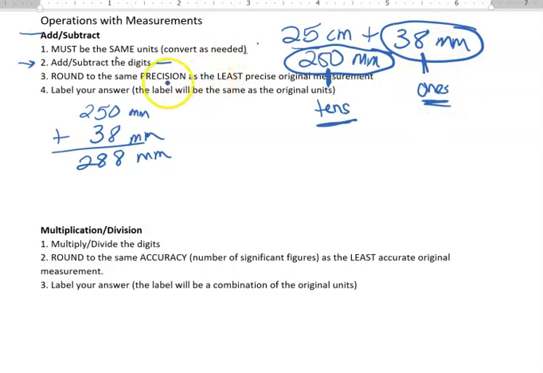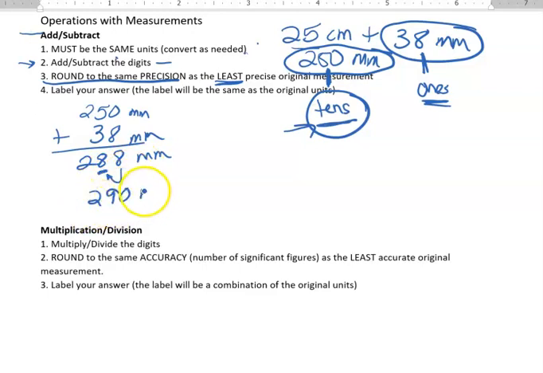Now notice it says we need to use the precision of the least precise. So that would be my tens. And what that means is I need to round my answer to the nearest tens. So I find that same position in my answer, and then I use conventional rounding rules to round it. So this 8 says I bump that up. So I would put my answer in as 290 millimeters. And that would have been rounded to the same precision as the least precise measurement. Okay, and then make sure you put your label on there.